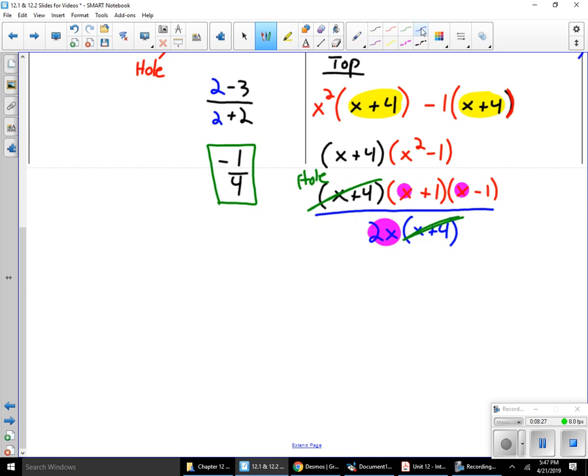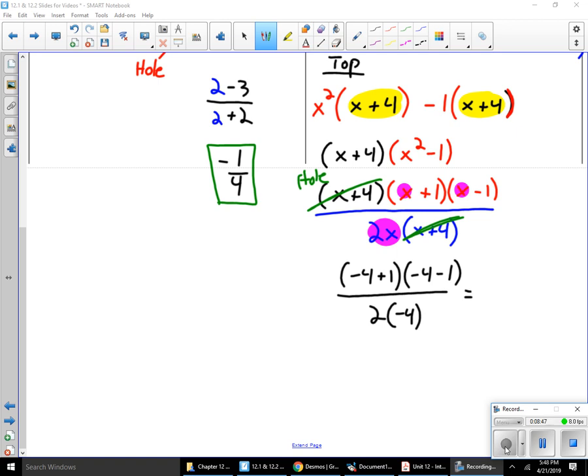So we would have a negative 4 plus 1, a negative 4 minus 1, and then in the denominator, 2 times negative 4. So this isn't too bad. Negative 4 plus 1 is negative 3. Negative 4 minus 1 is a negative 5. Multiplying those together gives us a 15. In the denominator, 2 times 4 is 8. Positive times a negative makes that whole fraction negative. And that is our limit.